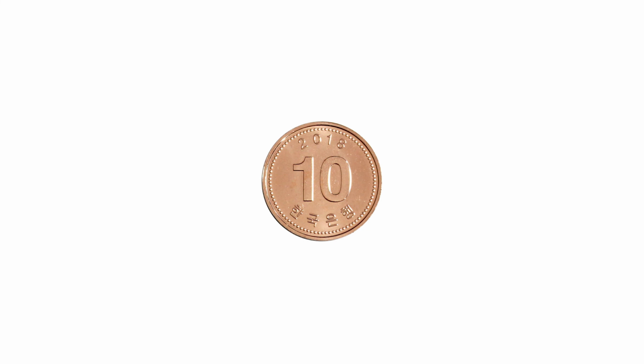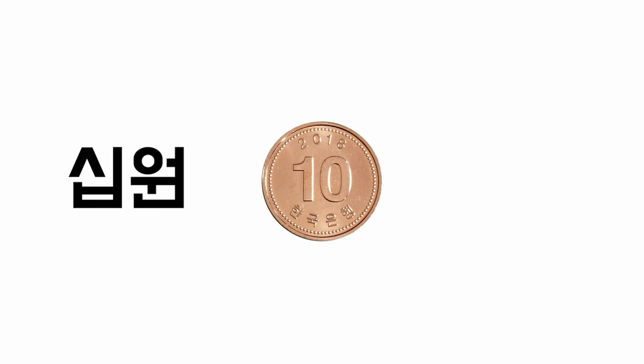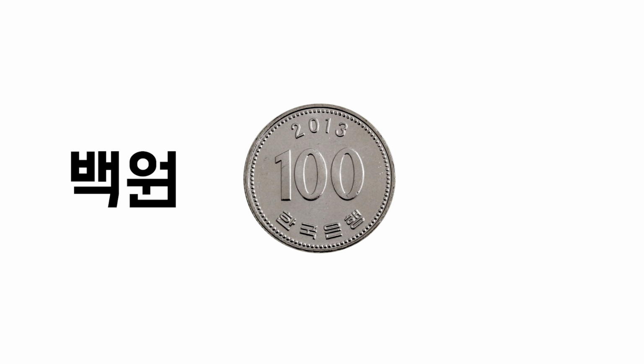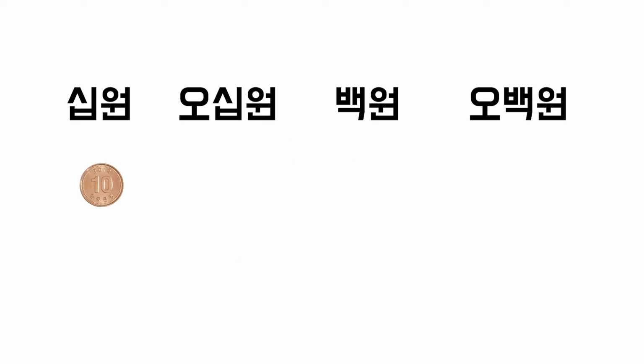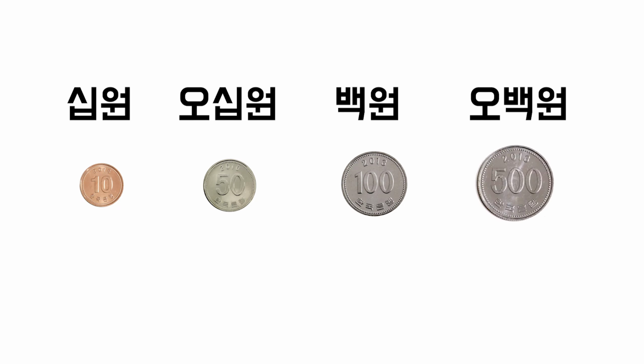Money is 돈 in Korean. 돈. South Korea has 4 types of coins and 4 types of bills. Let's start with the coins. From the smallest value coin to the last one in order, it's 10원, 50원, 100원, 500원. One more time. 10원, 50원, 100원, 500원.